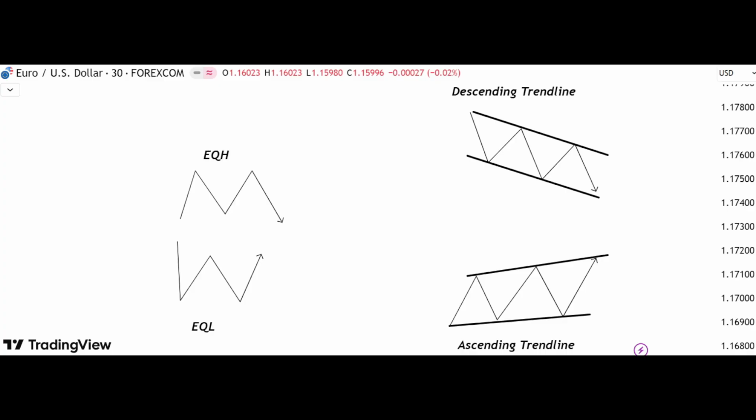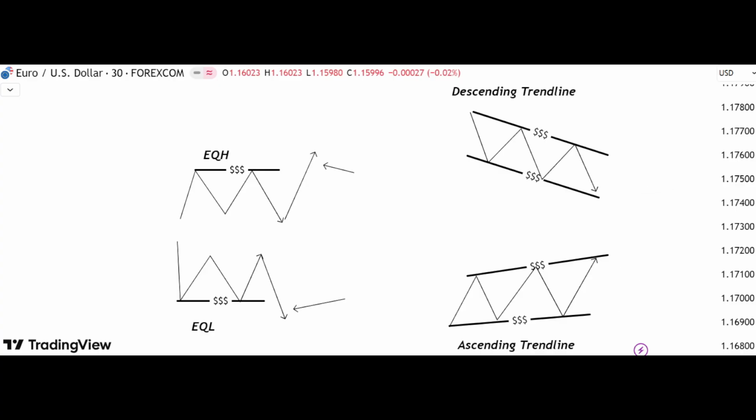Liquidity is not magic. Liquidity is simply an easy pocket of orders sitting above or below obvious price levels. Equal highs, equal lows, double tops, double bottoms, clean trend lines, or session highs and session lows. If the level is obvious, it attracts orders, and if it attracts orders, institutions will remove it.